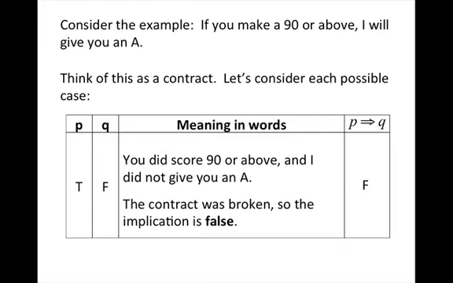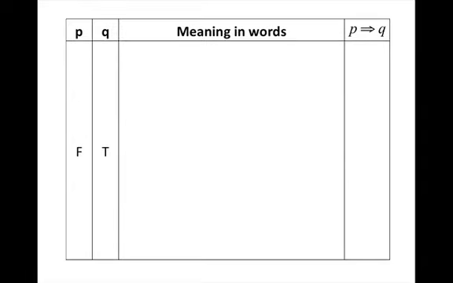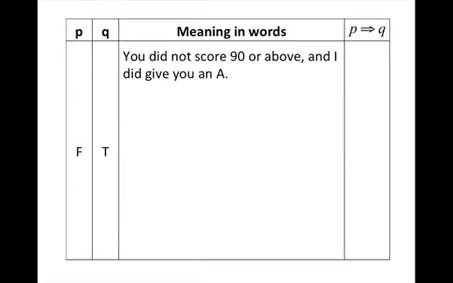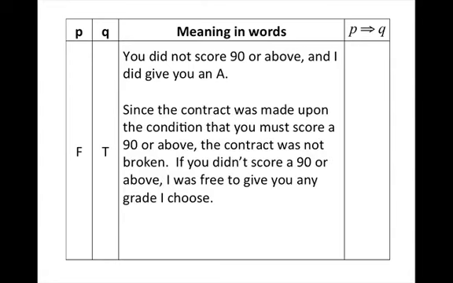Now let's look at the two cases where P is false. This time, you did not score a 90 or above, but I still gave you an A. So P was false and Q was true. Well, I didn't break my promise. In the promise, I simply didn't state what would happen if you didn't make a 90 or above. The contract was made upon the condition that you must score a 90 or above, so the contract wasn't broken. If you didn't score a 90 or above, I was free to give you any grade I choose. I didn't make a condition based on that. So this implication is true.